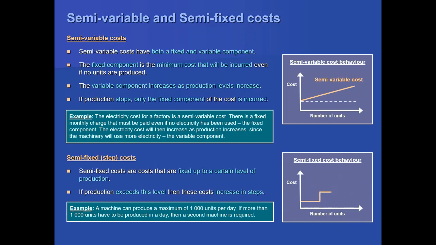So graphically, we can see we will get the stepwise graph. Since this is the fixed costs for the first 1,000 units, then it jumps up to a new cost as we now need two machines. And then after 2,000 units, it jumps up again as we need a third machine.